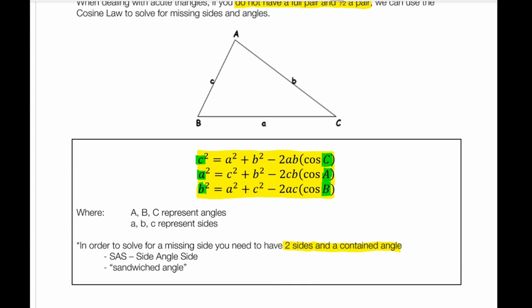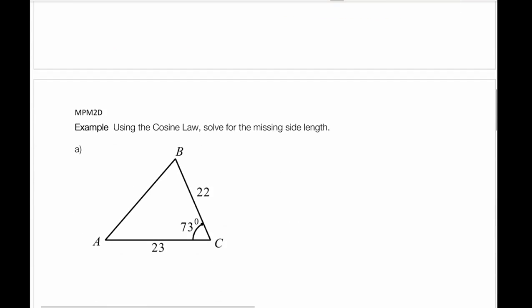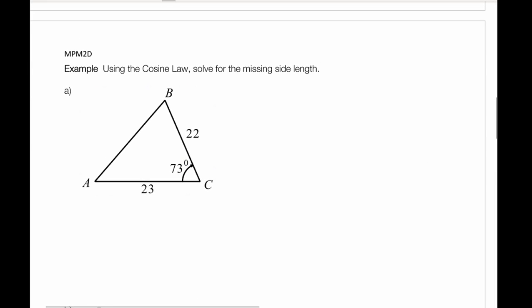And this is basically called side angle side, SAS, or you can call it a sandwiched angle, because the one angle we're given is sandwiched between two sides, and we're trying to find the third one. So we're going to look through a couple examples. I'm going to work through one, let you try one on your own, then we'll move into a word problem. I'll work through one with you and then let you try one on your own.